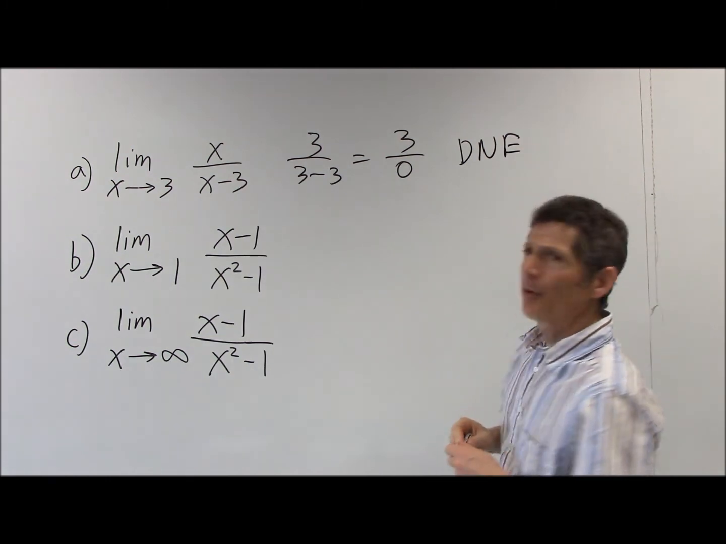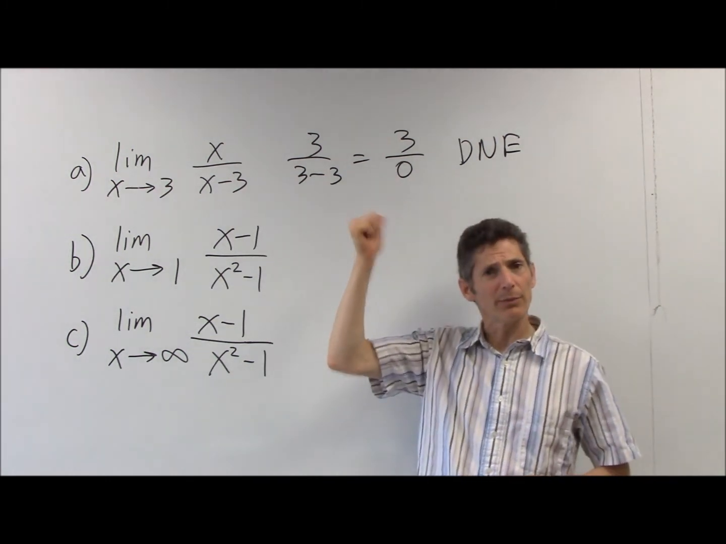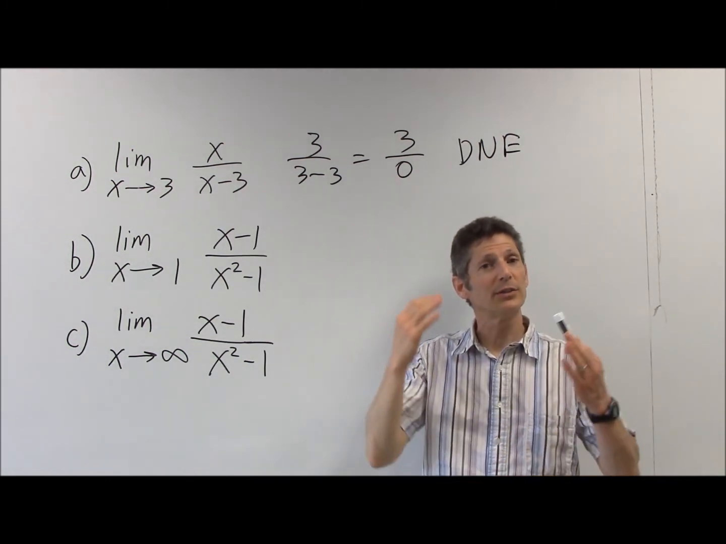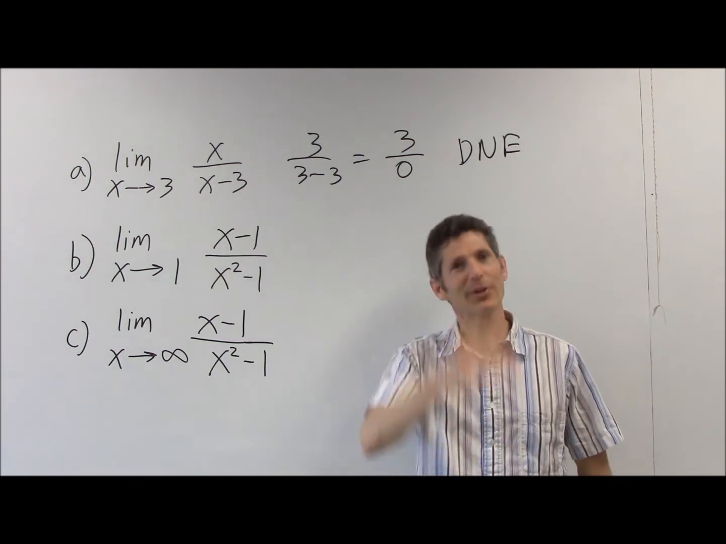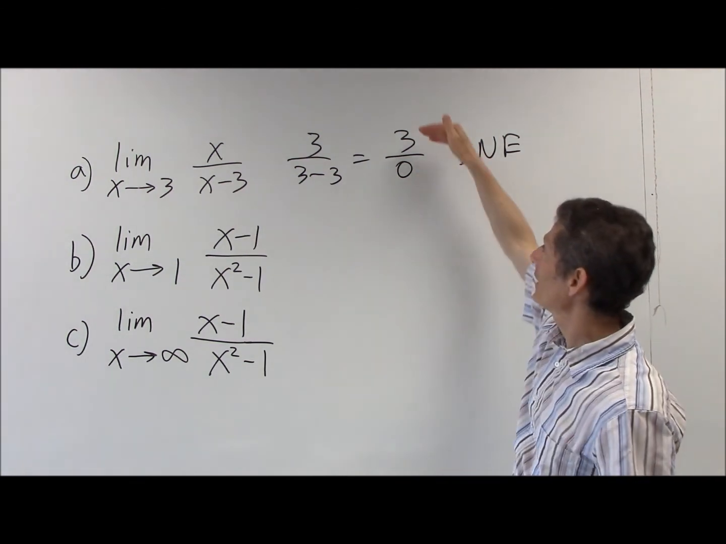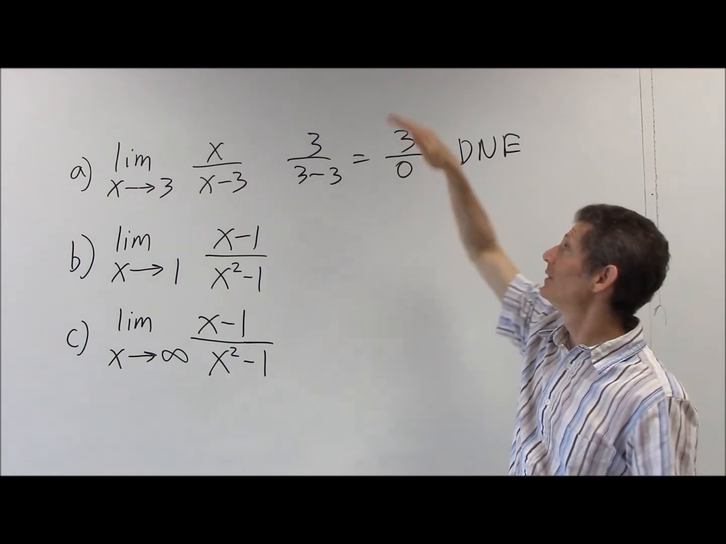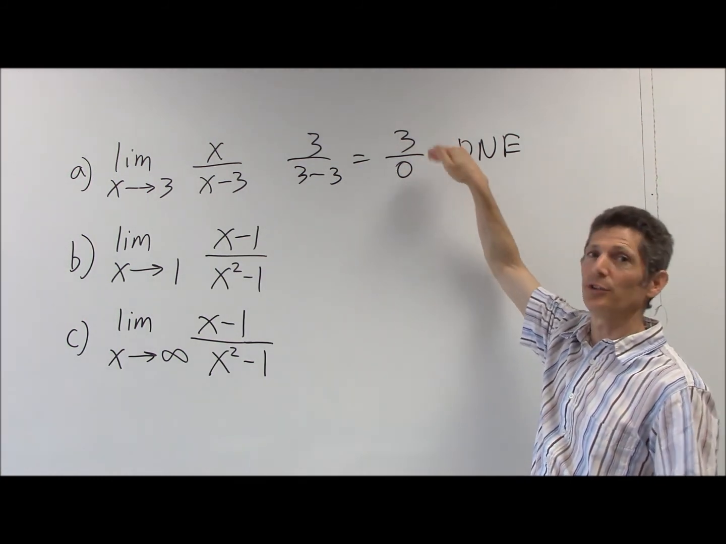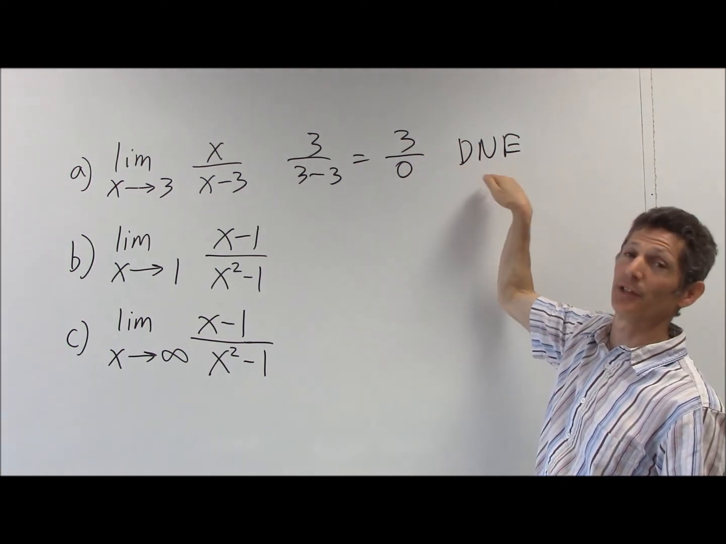Limit does not exist. Of course, if I had 0 in the numerator, the limit would be... You mean 0 in the numerator? If you had 0 divided by 3, that's just 0. 0 upstairs, okay. 0 downstairs, does not exist.